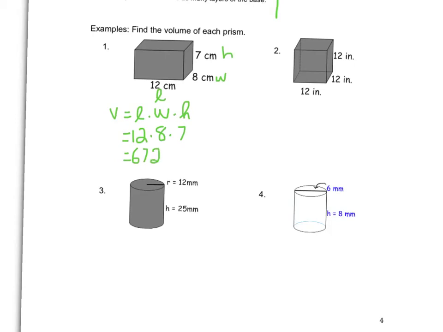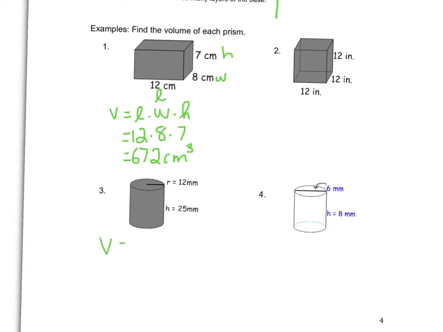Now, our units here wouldn't be centimeters because that's one dimension. They also wouldn't be centimeters squared because that would be the area. Instead, it would be centimeters cubed because that's how many cubic centimeters, or how many of those small cubes, would fit inside of this. I'm going to skip example 2 and let you try it on your own, and I'll move on to example 3, which is a cylinder.